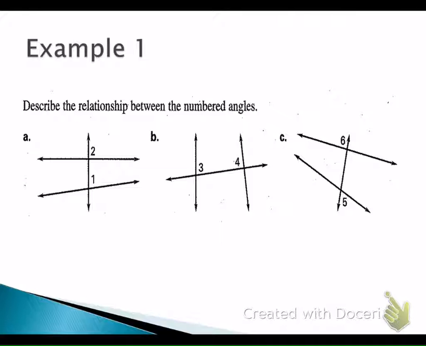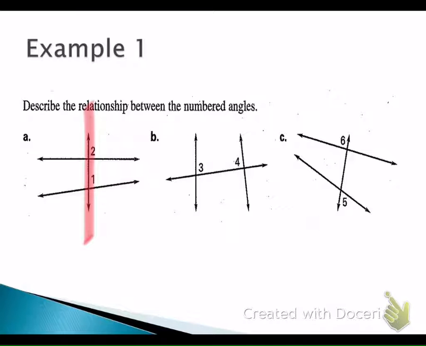So when you're trying to determine the relationship, always start by asking yourself, are they on the same side of the transversal or different sides of the transversal? That will narrow it down to 2 choices. So, 1 and 2. Same side or different sides? Same side. If they are on the same side, you have same side interior or corresponding. Rarely will you have same side exterior.